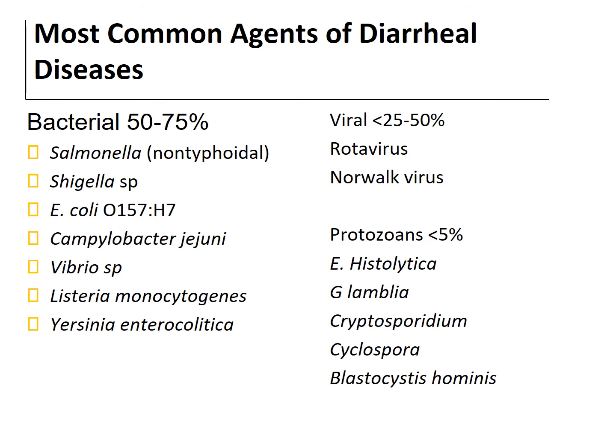With regard to the most common agents of diarrheal diseases, you can see here that the majority of diarrheal illnesses are caused by bacterial species, about 50 to 75%. Viruses and parasites may also be implicated. However, most diarrheal events are either undiagnosed or the cause is not determined because of reasons that we have previously discussed.